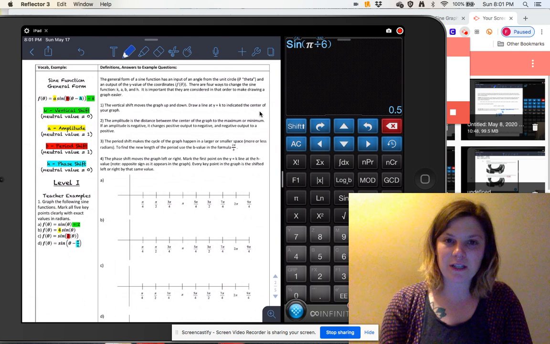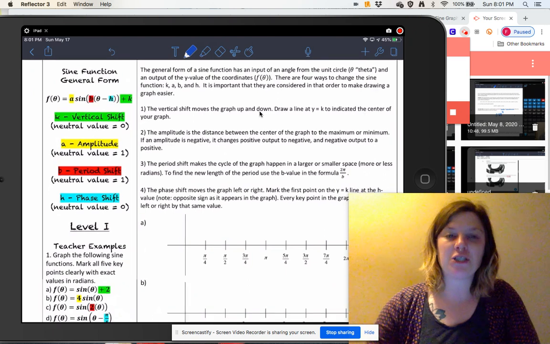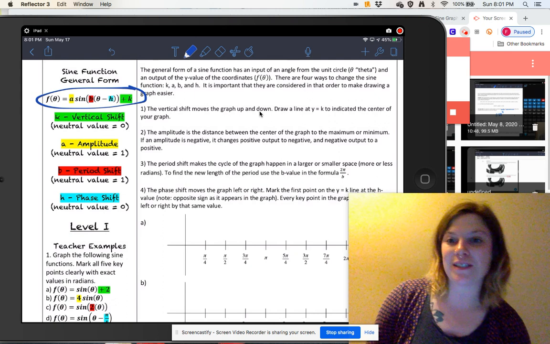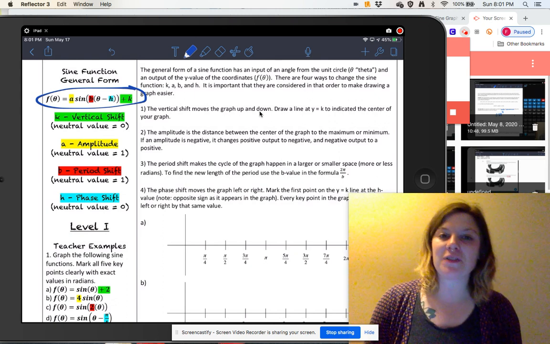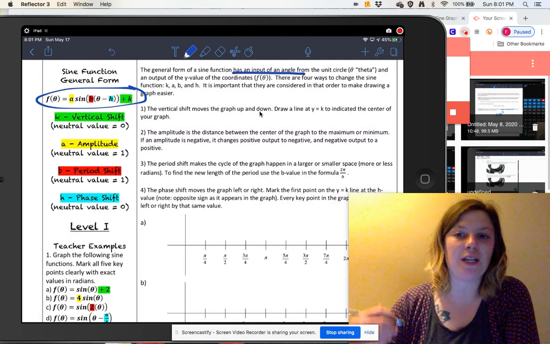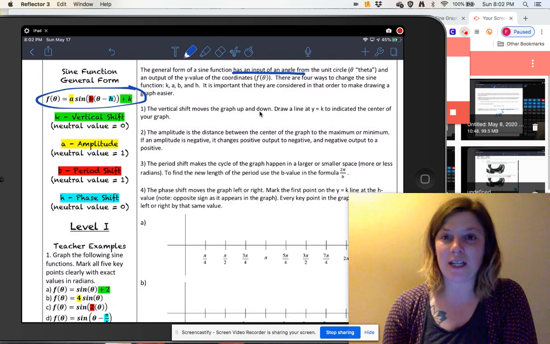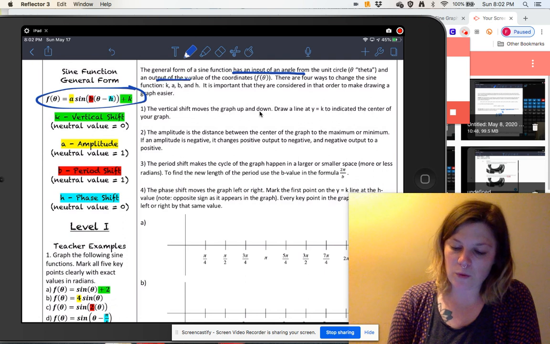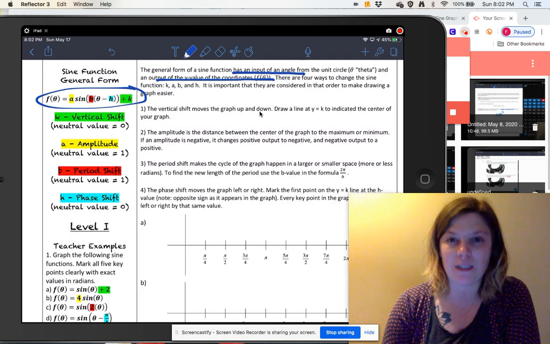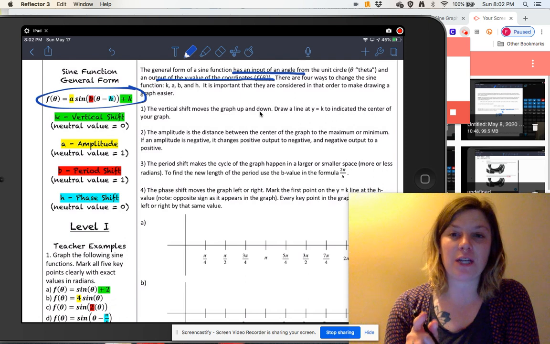All right, so let's take a look at what we're learning about here. I'm going to get rid of this calculator. The sine function general form, and that is this fancy thing that I color-coded for us today. The general form of a sine function has an input of an angle, just like in your calculator you would put sine of 60 or sine of 3 pi over 4. Inputting an angle we call theta, and it has an output of the y value of the coordinate, exactly what we were just doing, where you're looking at the y coordinate of the unit circle to get the sine value in an exact form.